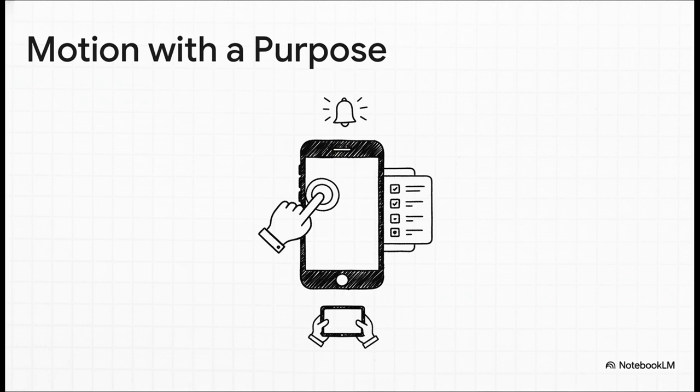In fact, the right kind of motion is totally essential. It's what tells you what's happening on the screen. It shows you that your tap actually did something. It helps you understand the whole interface instead of just randomly tapping and guessing. This is especially true on our phones.